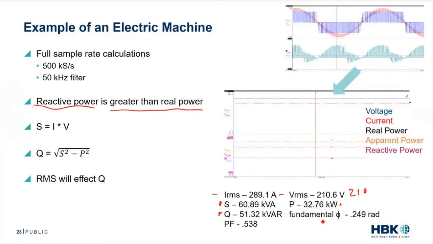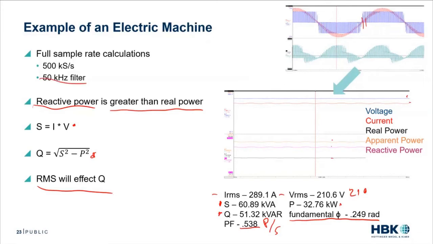Our fundamental phase, if we remember, this is the phase shift between the 0 of my current and the 0 of my voltage. So this one's not changing. And my power factor, my P over S, 0.538. Now, all of these were calculated with the exact same equations. S equals IV, IRMS and VRMS equations, Q equals S squared minus P squared. So we see that RMS is going to have a huge effect on Q. Okay, so this was the wideband. This was the 50 kilohertz example.